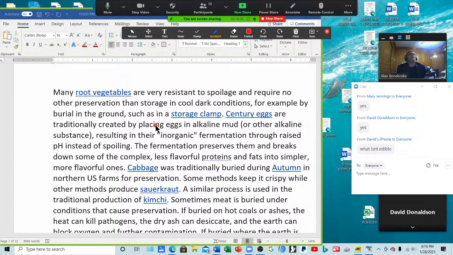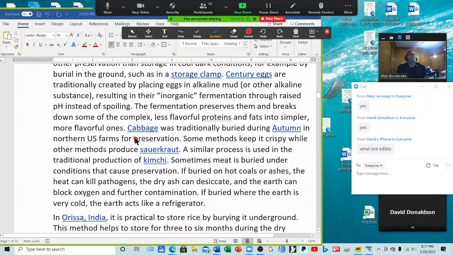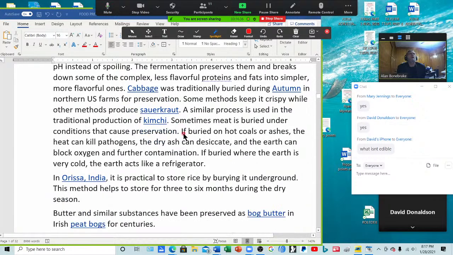Century eggs are traditionally created by placing eggs in alkaline mud or other alkaline substance, resulting in their inorganic fermentation through raised pH instead of spoiling. Fermentation preserves them and breaks down some of the complex, less flavorful proteins into simpler, more flavorful ones, and fats into simpler ones. Cabbage was traditionally buried during autumn on northern U.S. farms for preservation. Some methods keep it crispy while others produce sauerkraut. Similar processes are used in the traditional production of kimchi.